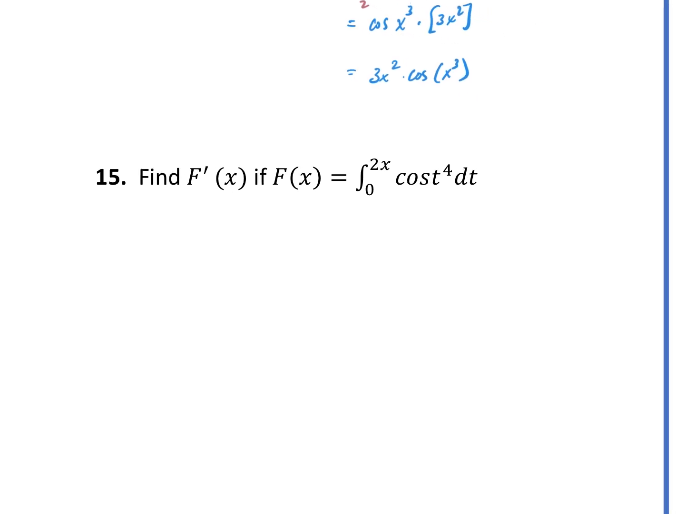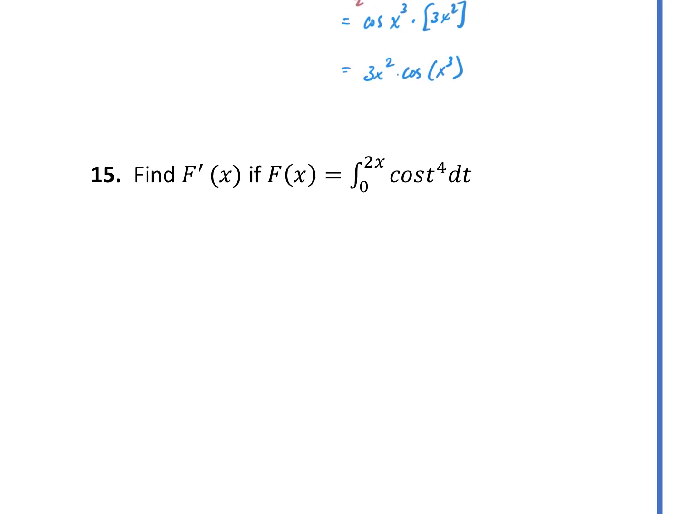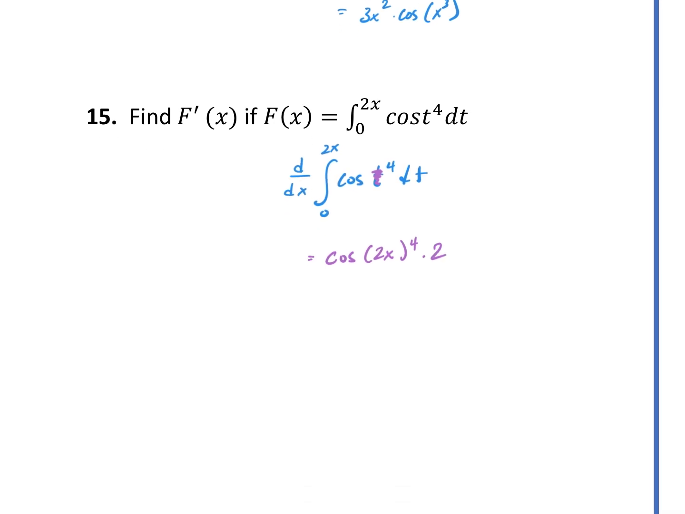All right, and then the last one, we have cosine of t to the 4th. We're finding the derivative of it, so it's d dx, 0 to 2x, cosine of t to the 4th dt. This comes out, and I'm just going to replace it. So we're going to get cosine of 2x to the 4th, but then I'm going to multiply it by the 2. So my final answer is going to be 2 cosine of (2x) to the 4th, which is 16x to the 4th power.